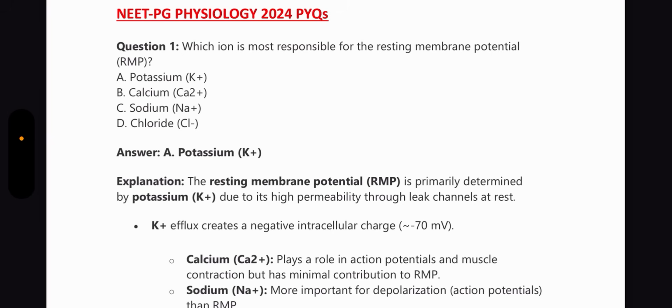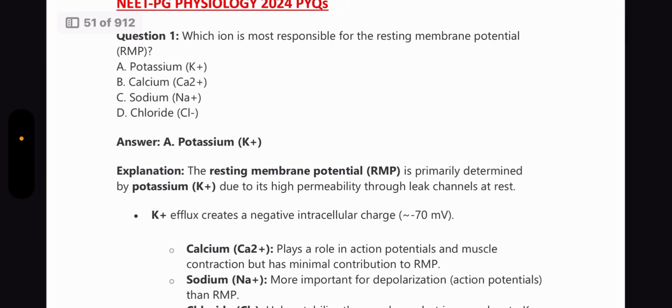So now moving on to the details of this video, which ion is most responsible for the RMP? Answer is potassium. So RMP is primarily determined by potassium due to its high permeability through leak channels at rest. Potassium efflux creates a negative intracellular charge of minus 70 millivolt.